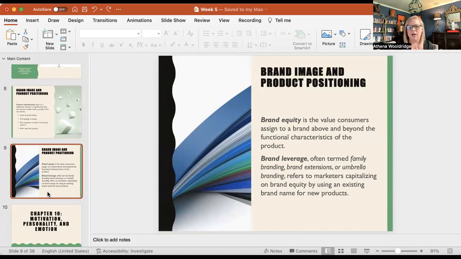Brand leverage. This is the idea of family extensions, brands, umbrella branding, all of that.